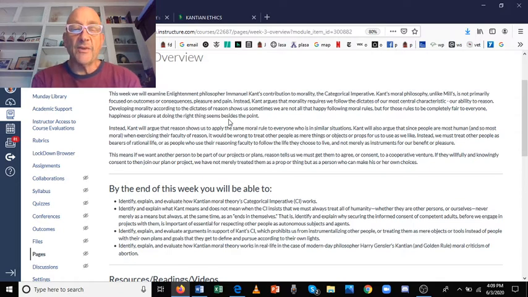Instead, I'm reading here from the overview, Kant argues morality requires we follow the dictates of our central characteristic, our ability to reason. Developing morality according to the dictates of reason shows us sometimes we're not that happy following the moral rules. But for those rules to be fair to everyone, happiness or pleasure seems beside the point. I'm sure I'm speaking to the converted here. If I were to say to you, there are many circumstances where you felt like you did the right thing, you're convinced you did the right thing, you treated people equally or impartially or according to their merit, and you didn't like it, right? You might have felt unhappy with it.